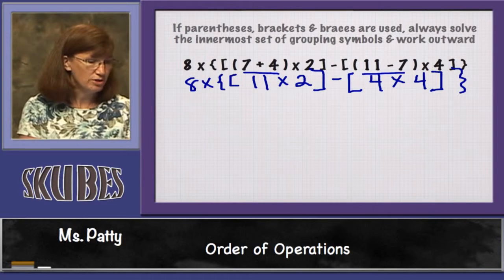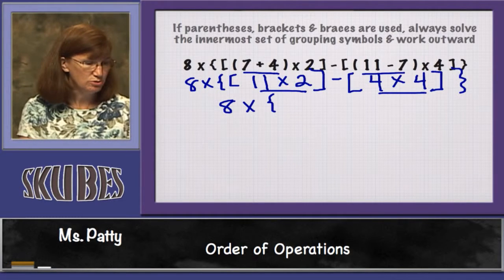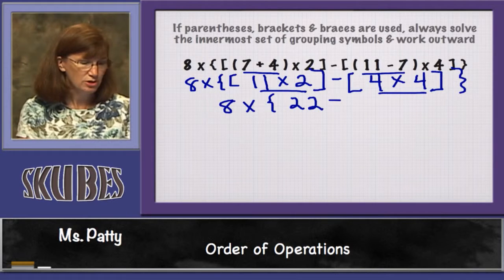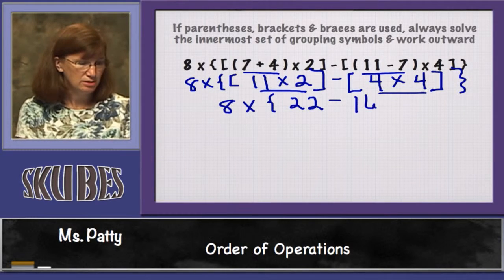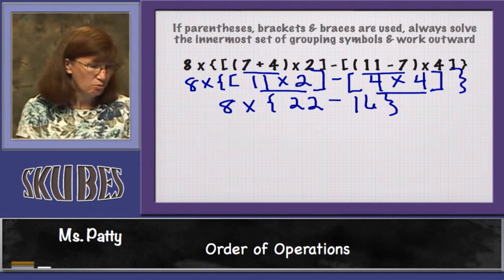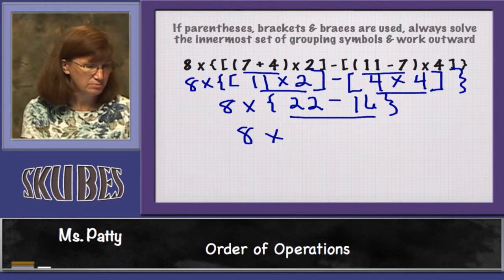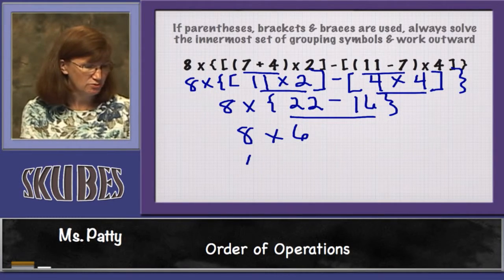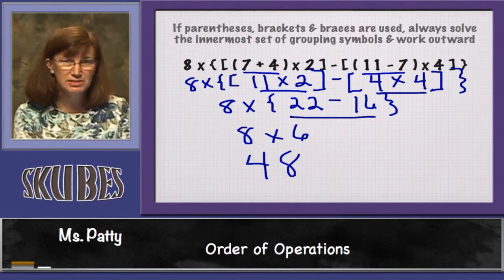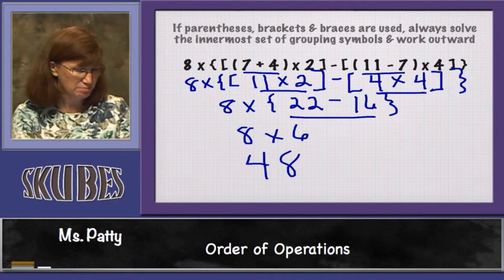Now we're going to solve within our brackets these two problems. 8 times, write your brace, 11 times 2 is 22, minus 4 times 4 is 16, write your brace. We're getting close. Now we need to know what is 22 minus 16. That'll be the next thing we solve. That would be 6, so we'll have 8 times 6. 8 times 6 is 48. When you take it step by step, starting with the innermost grouping and work your way out, it's not as hard as it might seem.